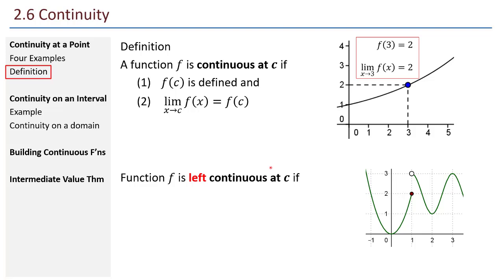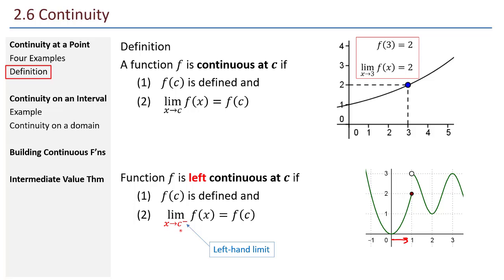Now we can modify this idea a little bit and talk about a function being left continuous or right continuous. This function is kind of funny, right? It is defined at 1, and if I approach that x value from the left, it sort of is continuous there. So I can use a one-sided limit to talk about a function being left continuous. So f of c is defined, in this case f of 1 equals 2. And as x approaches c from the left, then I get the value of f of c. So as I approach 1 from the left, those y values are approaching 2.